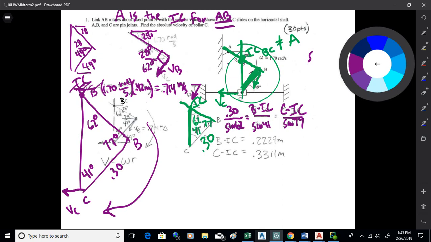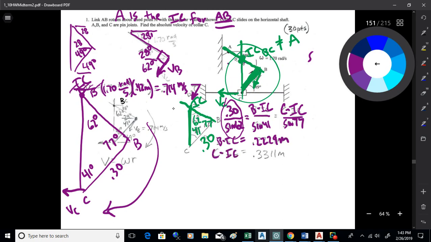Okay. All right. So I've got one of those, it's all numbers, so I can solve for that number. And then once I've got that, I can solve for the others. So I can get all the distances. So B to the IC is 0.2229 meters. And C to the IC is 0.3311 meters, okay? So I can get all those distances. All right, so this is 0.3311 here. And then this other one here is 0.2229.